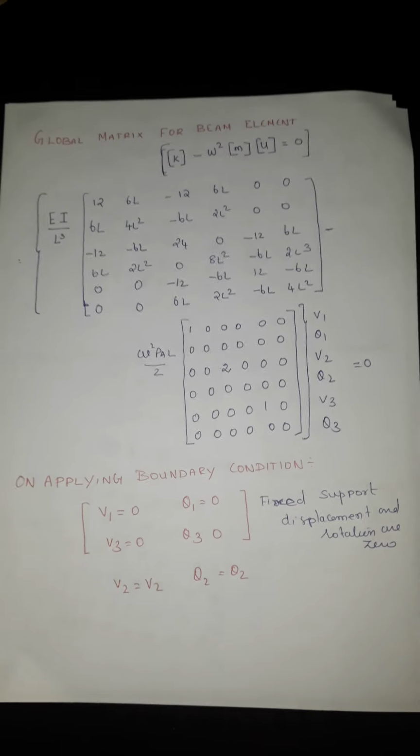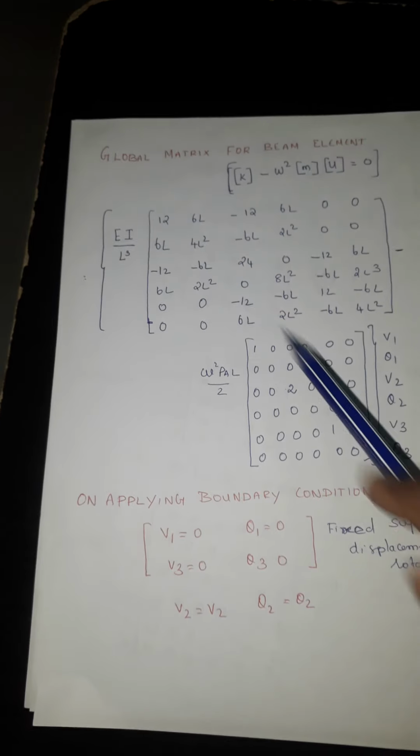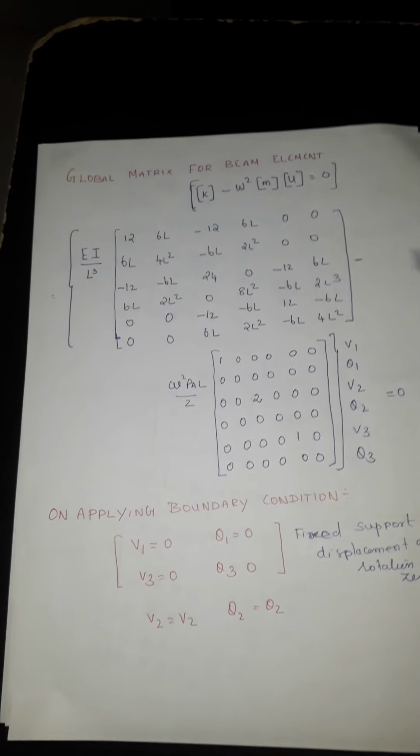Now going to apply this assembled stiffness matrix and mass matrix into the global matrix of the beam element. So I got this equation completely. I have substituted the value of the stiffness matrix, mass matrix and this one. So this is what I got.